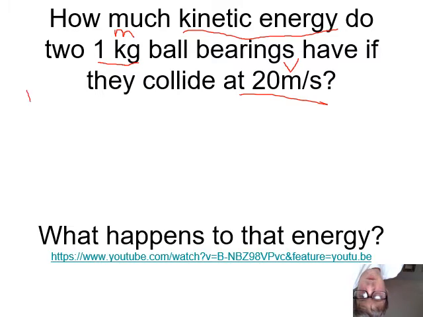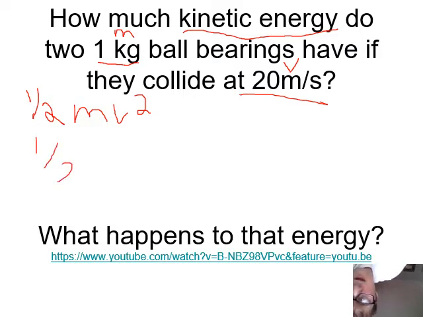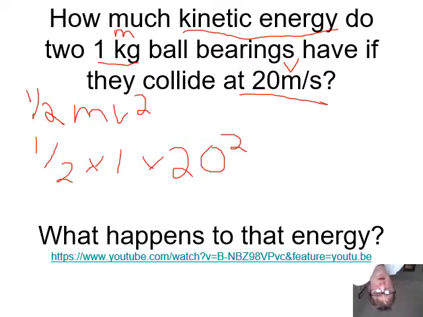So we're going to do 1/2 mass velocity squared. 1/2 times 1 times 20 squared. And that will tell me how much energy is released with one ball bearing.